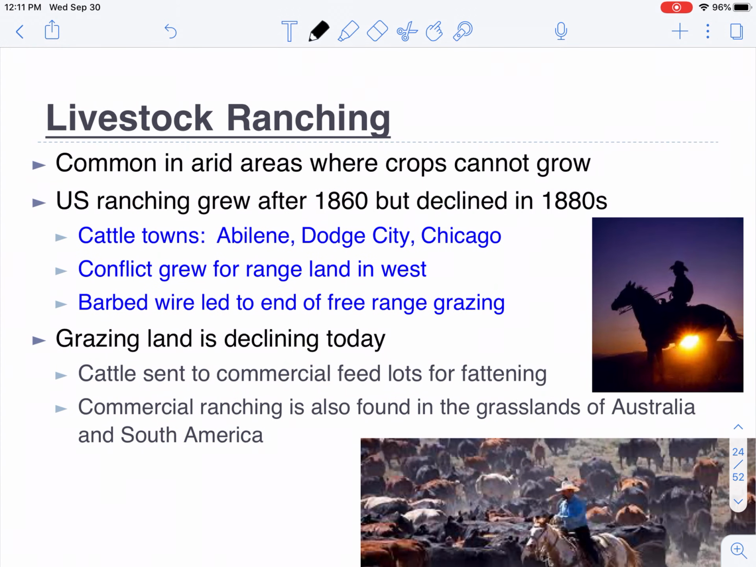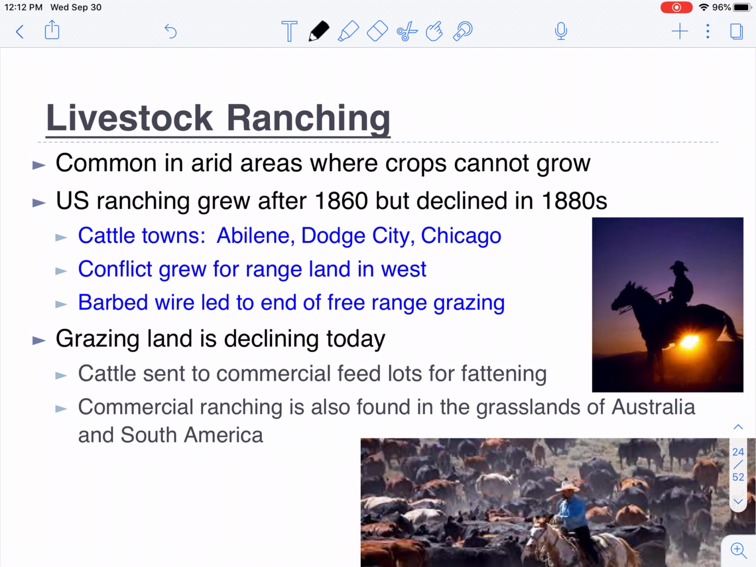The fourth type of commercial farming is livestock ranching. It's common in areas where crops don't grow as readily. You can see that ranching was very popular in the United States right after the Civil War, so post-1860, and they had a good 20-year run as people were expanding and moving to the west from the Mississippi and starting to make their way towards California.